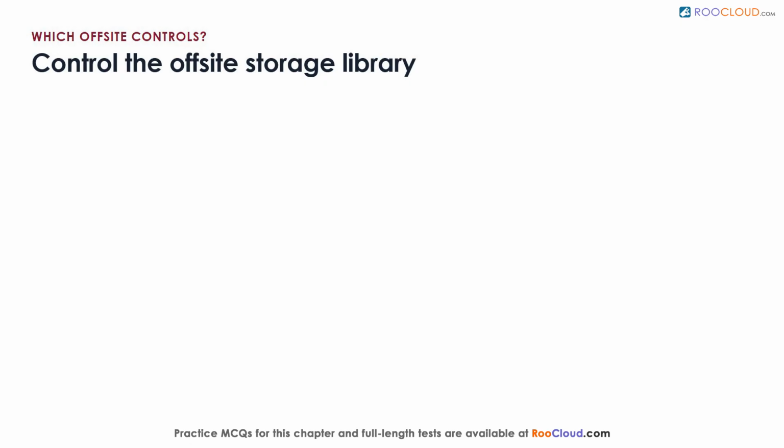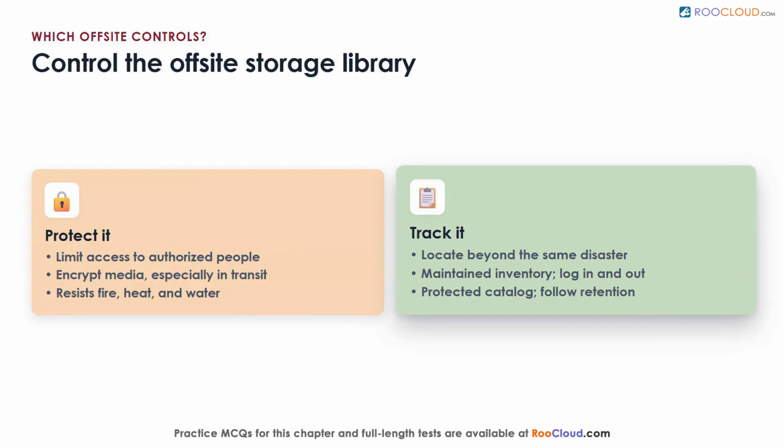How do you control the offsite storage library? Strict controls protect data physically and logically. Limit physical access to authorized people only. Encrypt the media, especially in transit. Make sure the building resists fire, heat, and water. Locate it away from the data center, beyond the same disaster. Keep a maintained inventory of everything stored. Log every item moving in and out. And keep a protected catalog of file versions and locations. Retention always follows the enterprise policy.